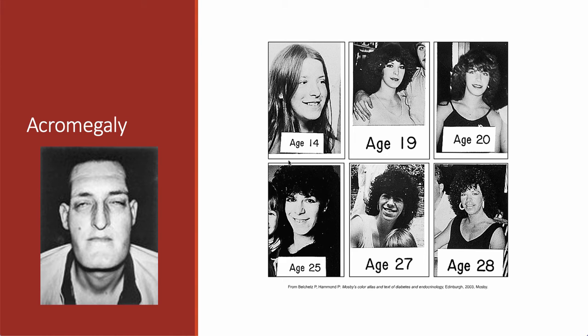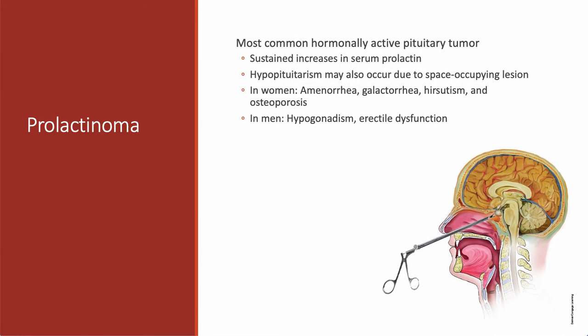Now, here is a woman who developed acromegaly, and her acromegaly development is pictured here from age 14 until 28. So over this 14-year period, you can see the development of these sharper features until she has the classic look of acromegaly here. So this is growth hormone abnormalities, hypersecretion of growth hormone that occurs in adulthood rather than childhood.